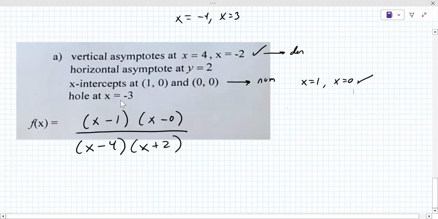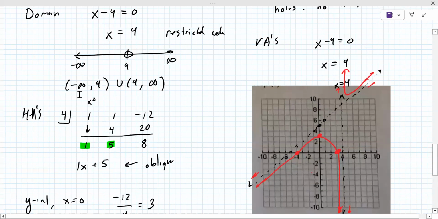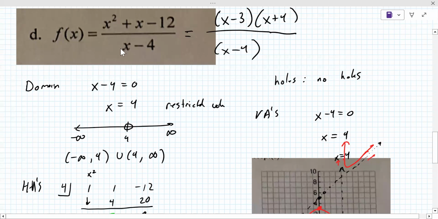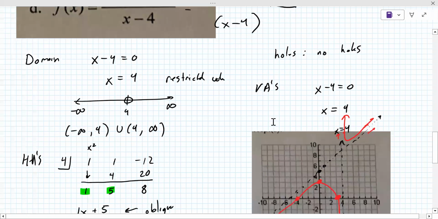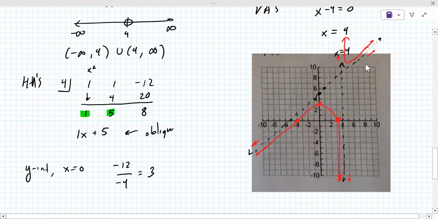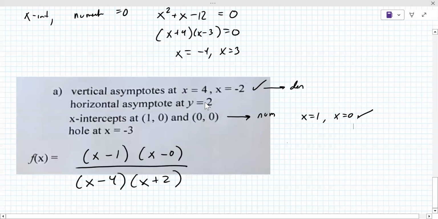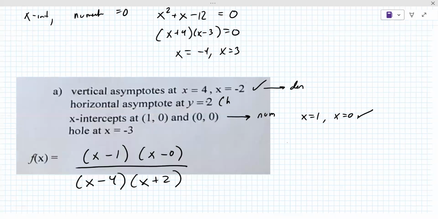We'll come back to this whole business in a minute. Horizontal asymptote at y equals 2. Does that mean it's top heavy, bottom heavy, or the same? Top heavy. So top heavy was like the last one here, where it was bigger on the top than on the bottom, and it was an oblique or slant asymptote. Y equals 2 is just a horizontal line.